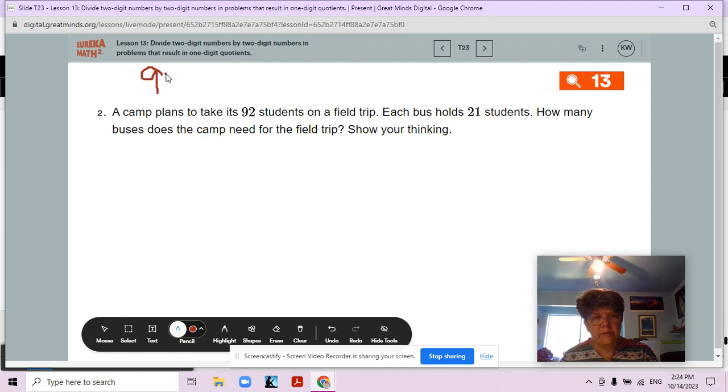92 students divided by 21 students in each bus, right? And then this will be our number of buses. Okay, so 92, we've got to do our estimate, right? Okay, let's start with our estimate.